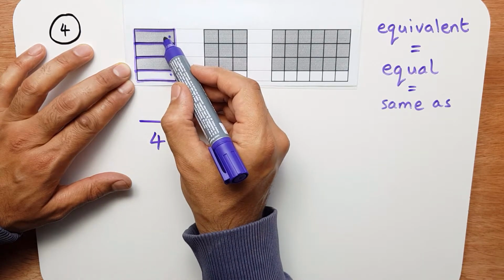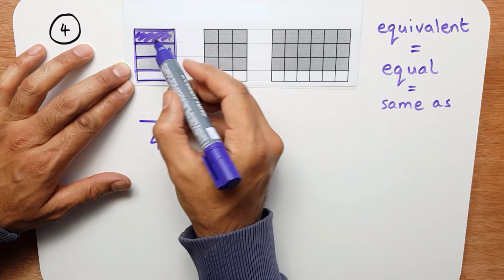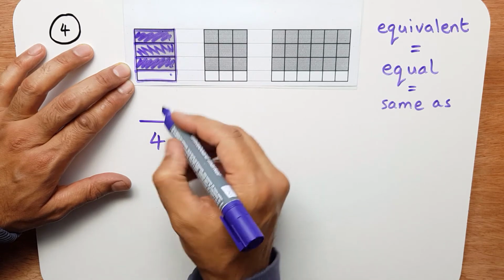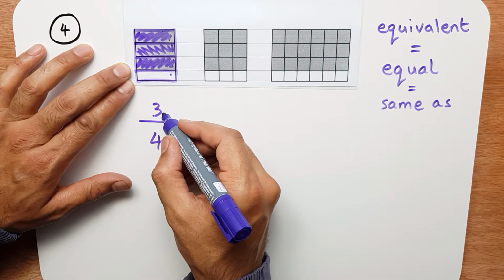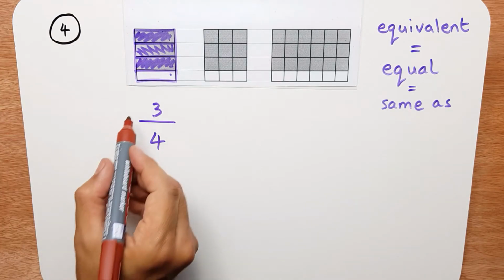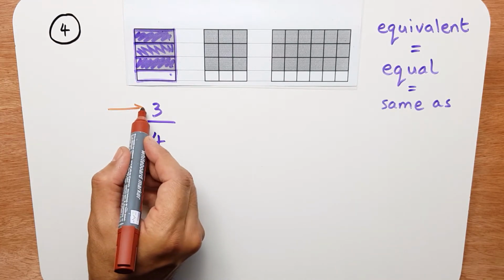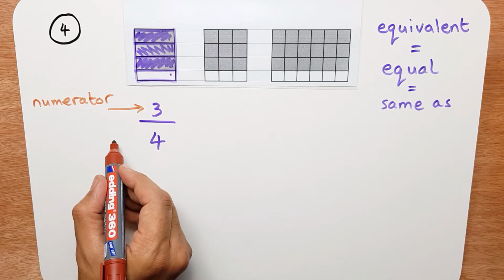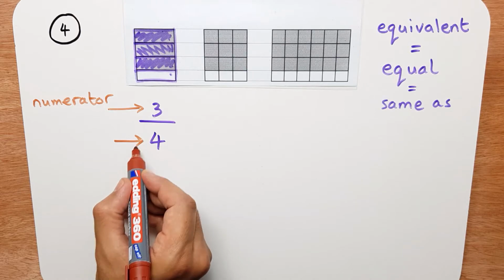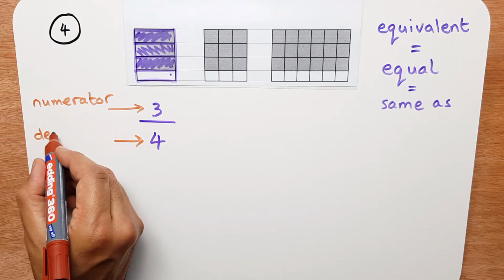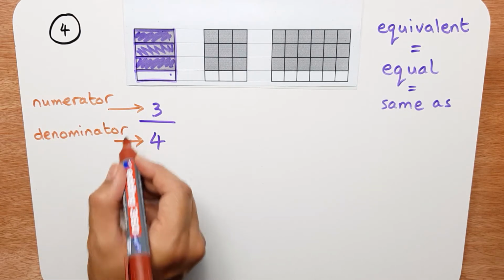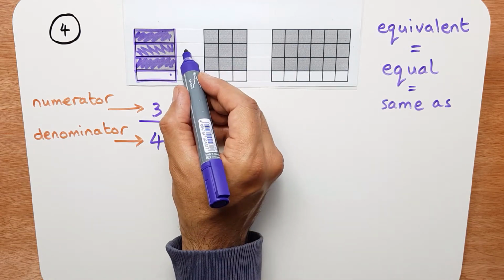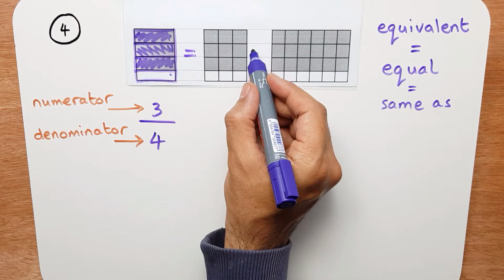And how many are shaded? 1, 2, 3. And that goes at the top at the numerator. So let me write this down. That's the numerator. And that there is the denominator. And we've been told that these 3 diagrams are equivalent.